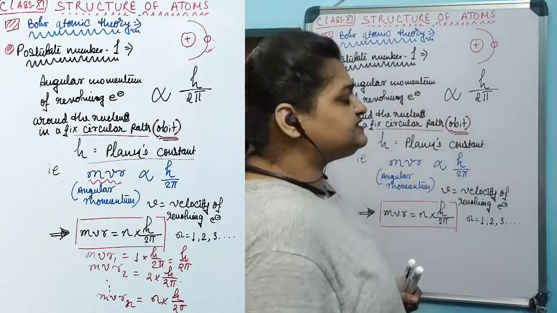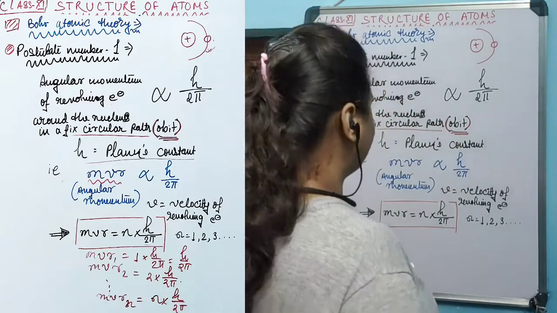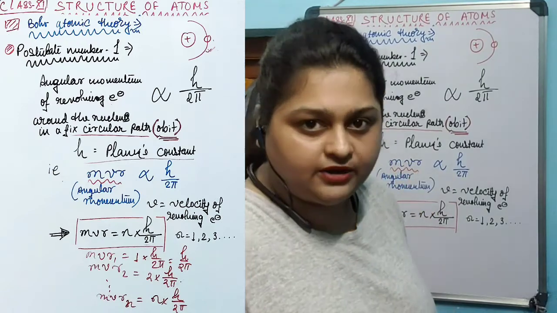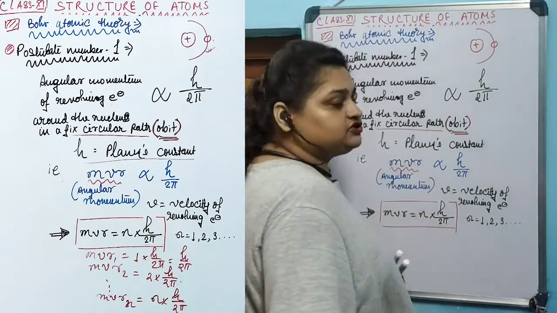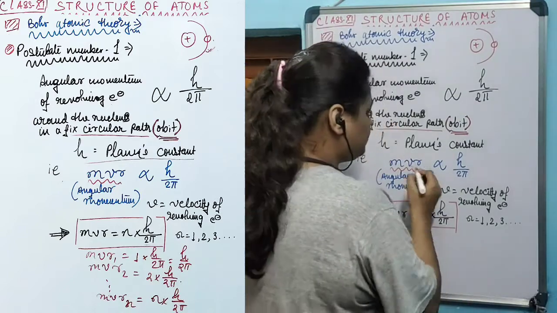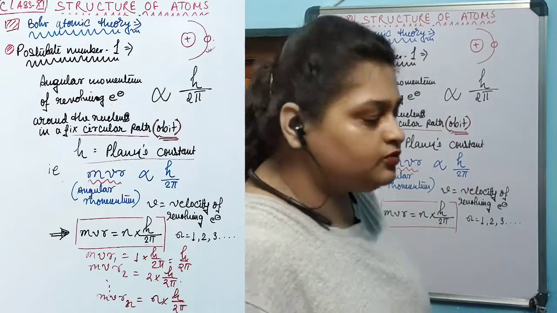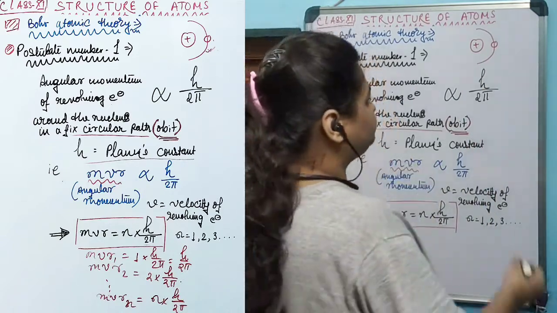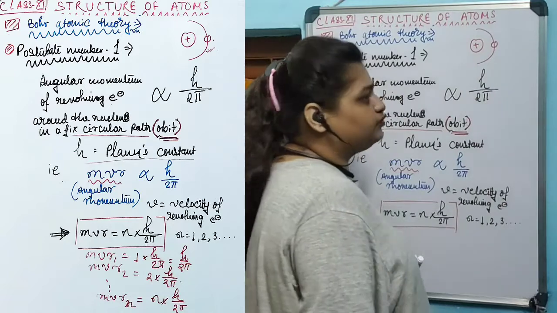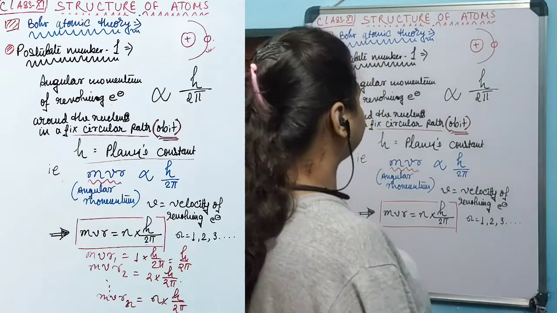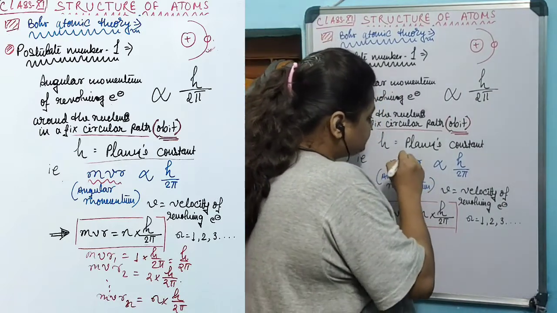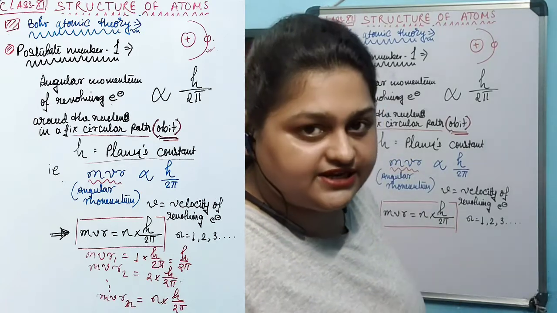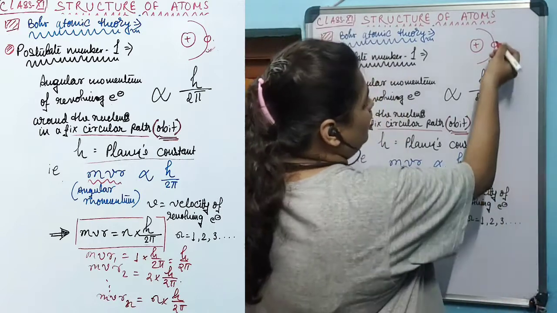He also suggests that during this revolution, mvr is the angular momentum, where m is the mass of the electron, v is the velocity with which the electron is revolving, and r is the radius of the circular path along which the electron is revolving. Multiplying the mass, velocity and radius, mvr, gives the angular momentum of the electron.